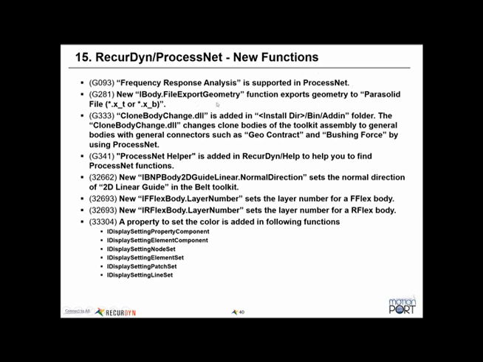And then you can export geometry to a parasolid file directly from the script in ProcessNet. So that could be supporting some overall process. And then this clone body change library is now added in the install directory.